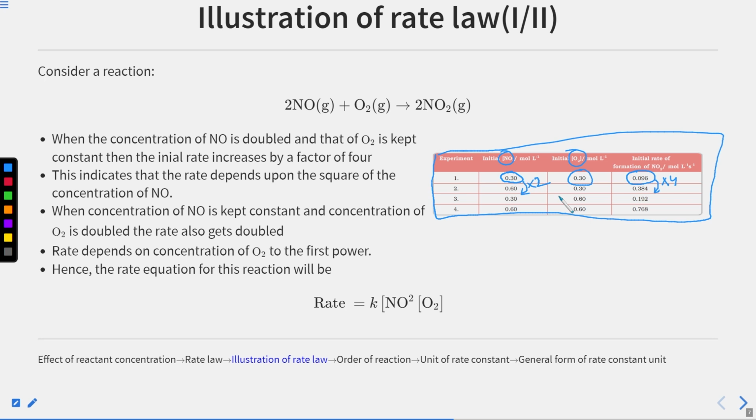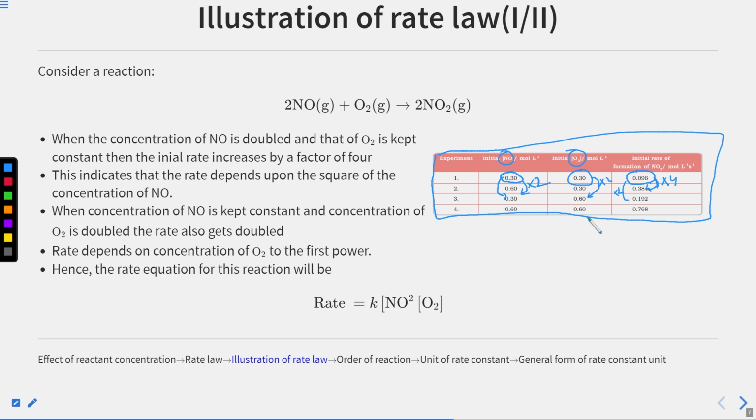Now next what we have done, we have kept this thing same. So this is same. Now we have doubled this concentration. That results in also doubling of this rate of reaction. So if we are just doubling this oxygen concentration, or multiplying it by 2, then this rate of reaction is also getting multiplied by 2. So that would mean the rate depends on the concentration of O2 to the first power.